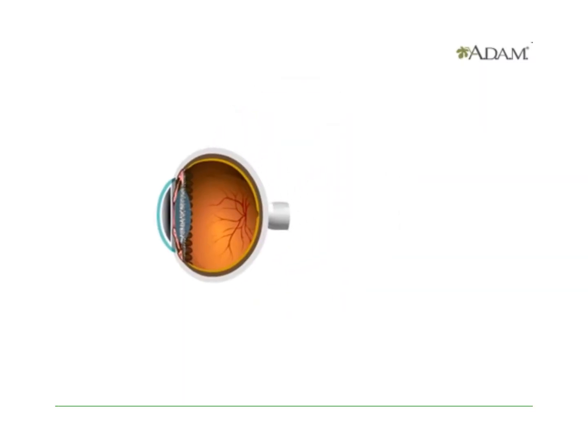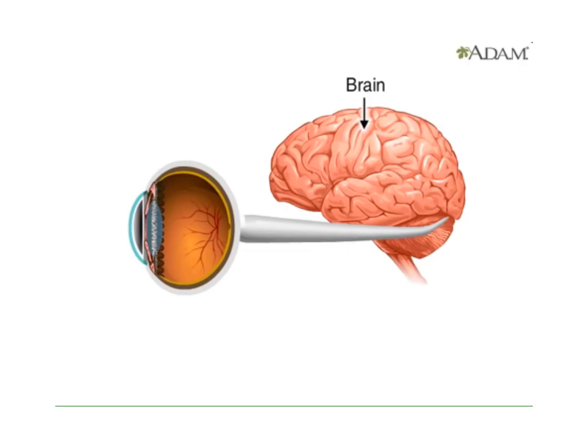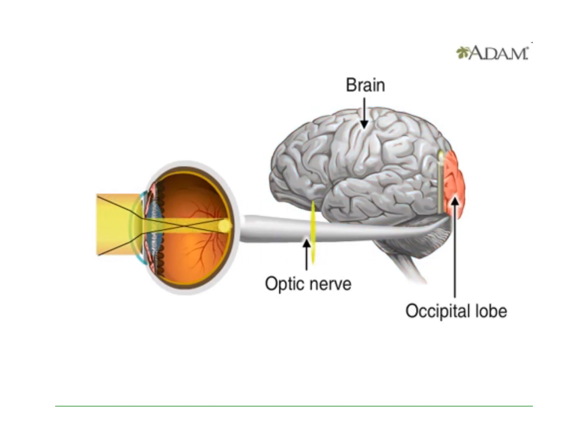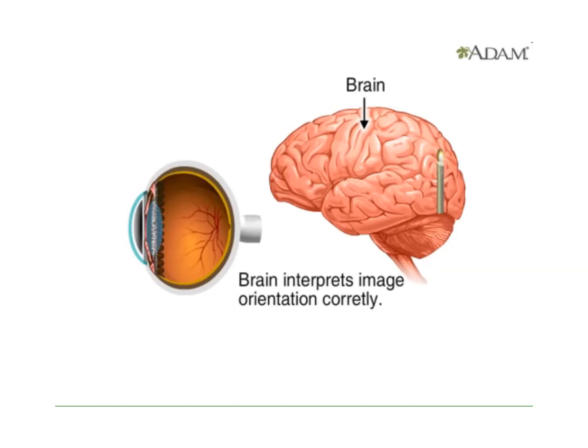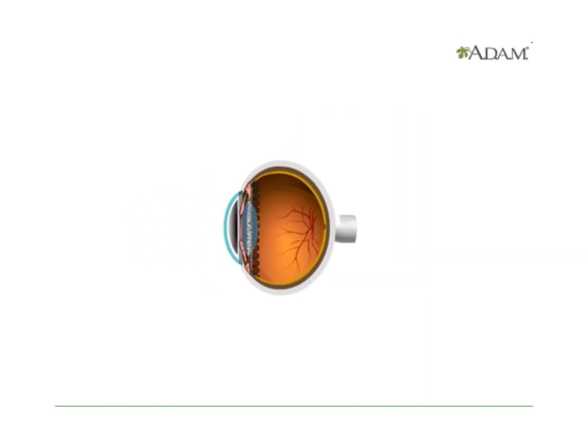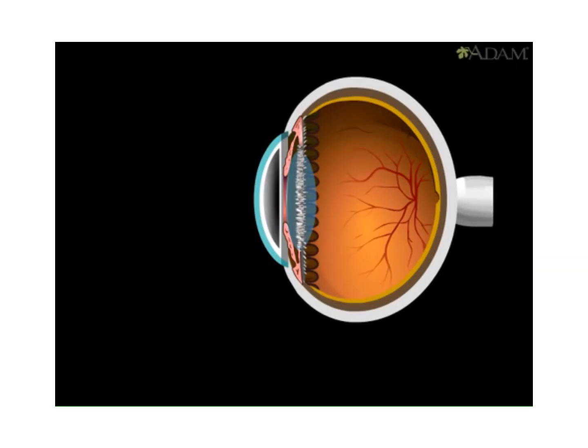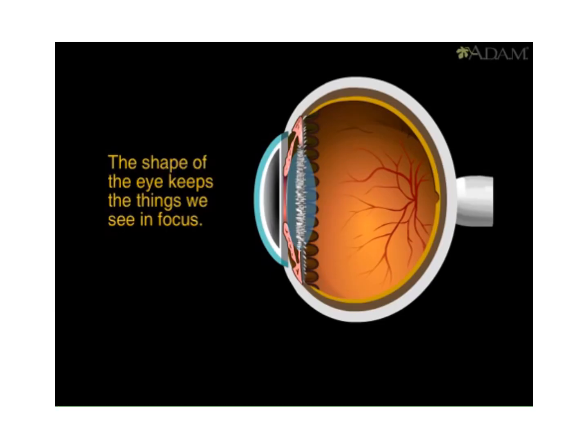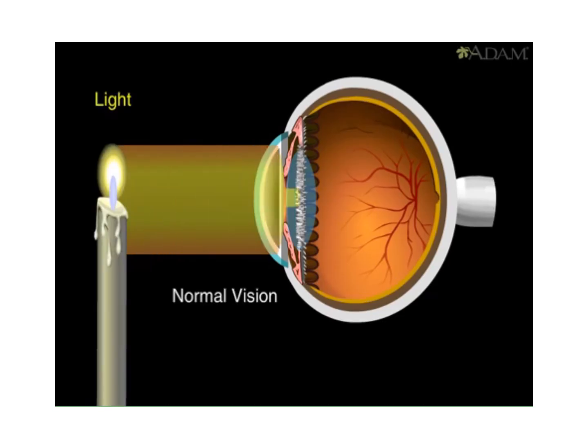Fortunately, the image is turned right side up in the brain. Before that can happen, the image needs to travel as impulses along the optic nerve and enter the brain's occipital lobe. When the image forms there, it regains its proper perspective. Now let's consider two common conditions that cause blurry vision. The eye's shape is important for keeping things in focus. With normal vision, light focuses precisely on the retina at a location called the focal point.